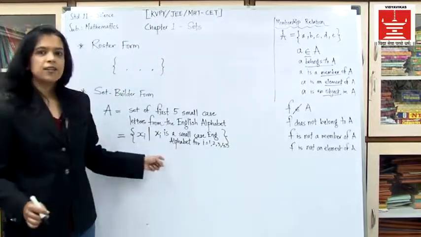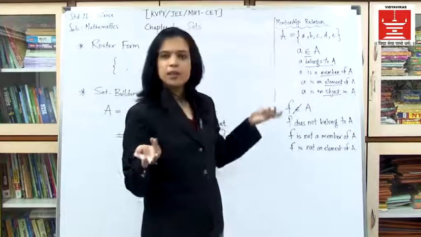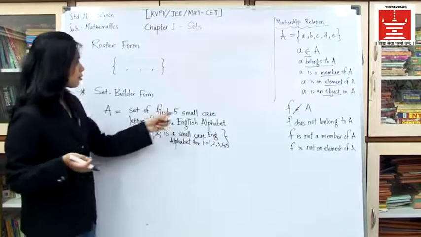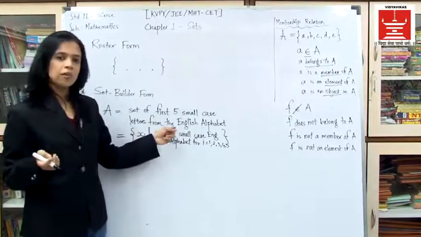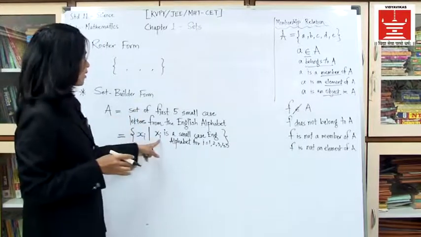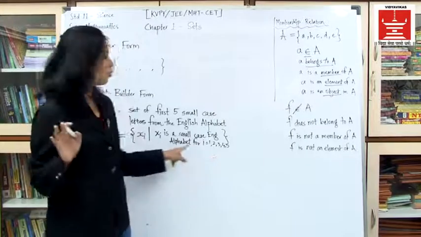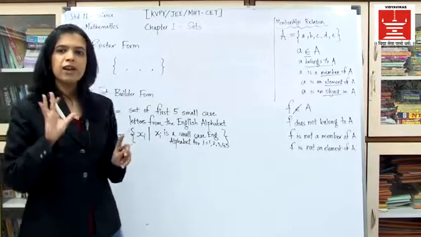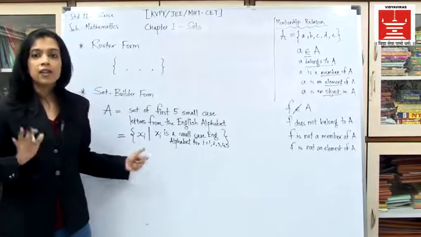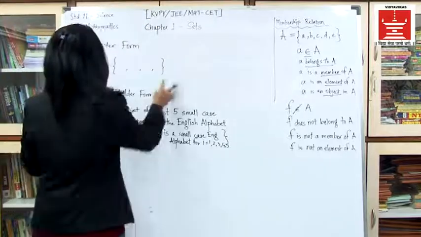So this also tells the same thing. Here the letters listed are a, b, c, d, e. We are saying these are first 5 small case letters from the English alphabet. This description is also saying the same thing: x_i is a small case English alphabet for i running from 1, 2, 3, 4, 5. So there are 5 elements in this set. It's clear, right? Let us consider one more example.